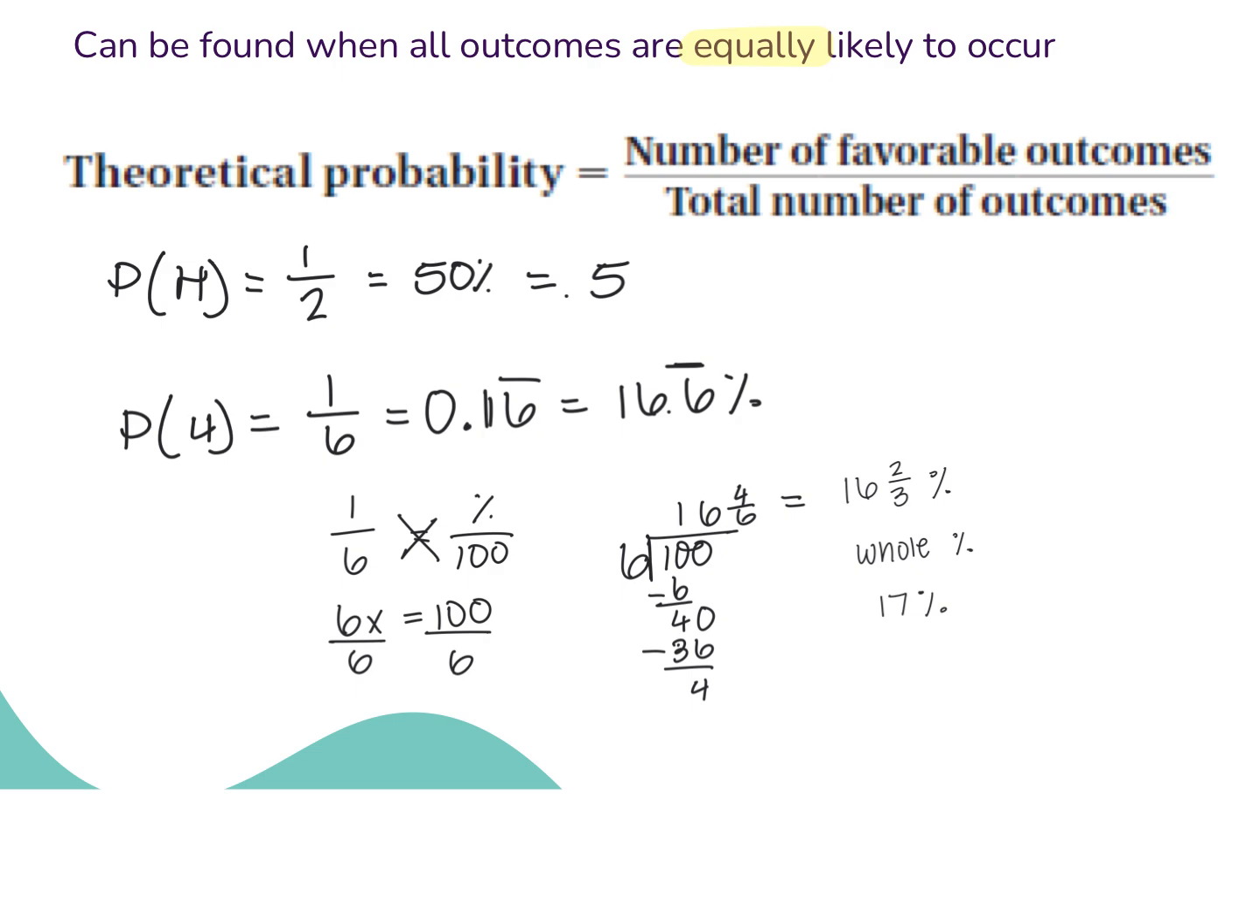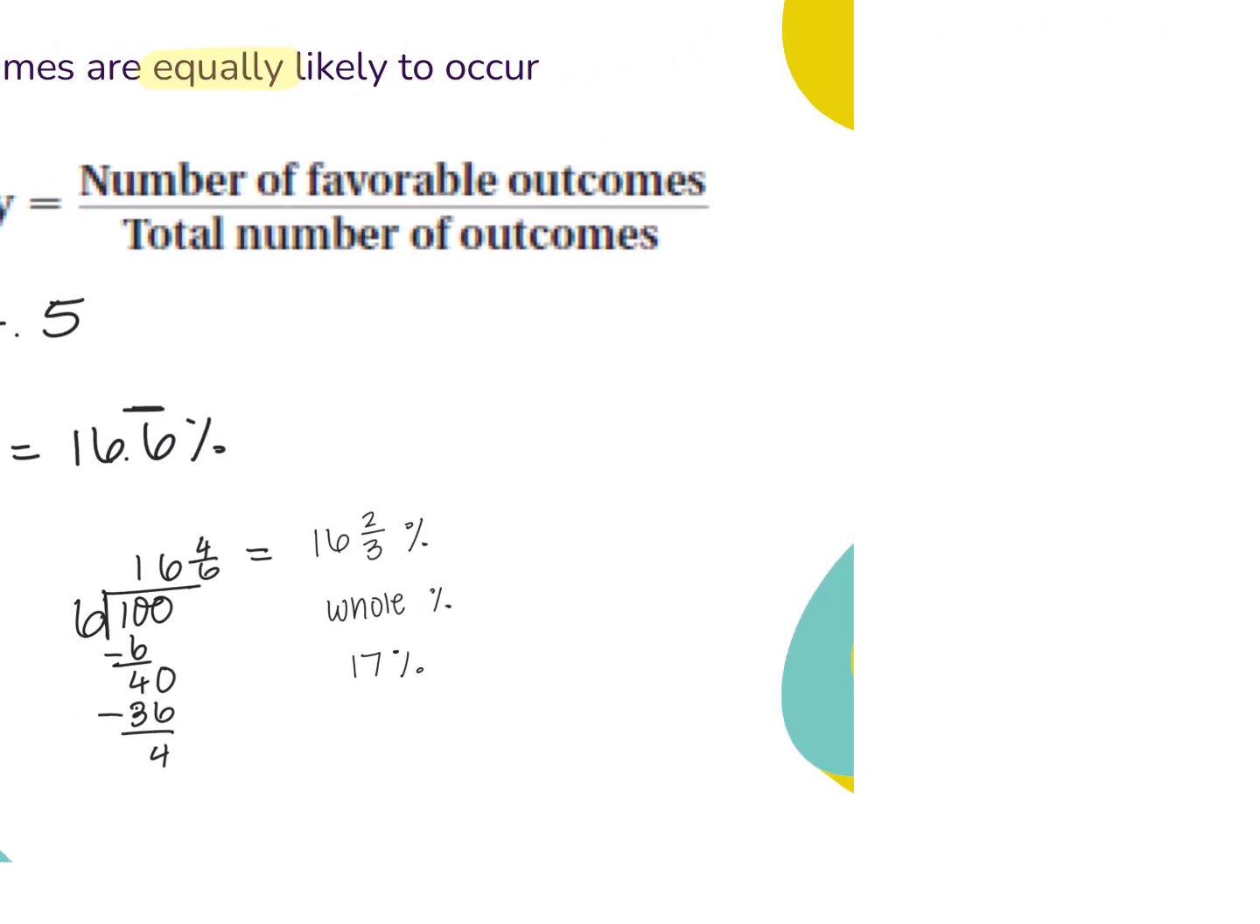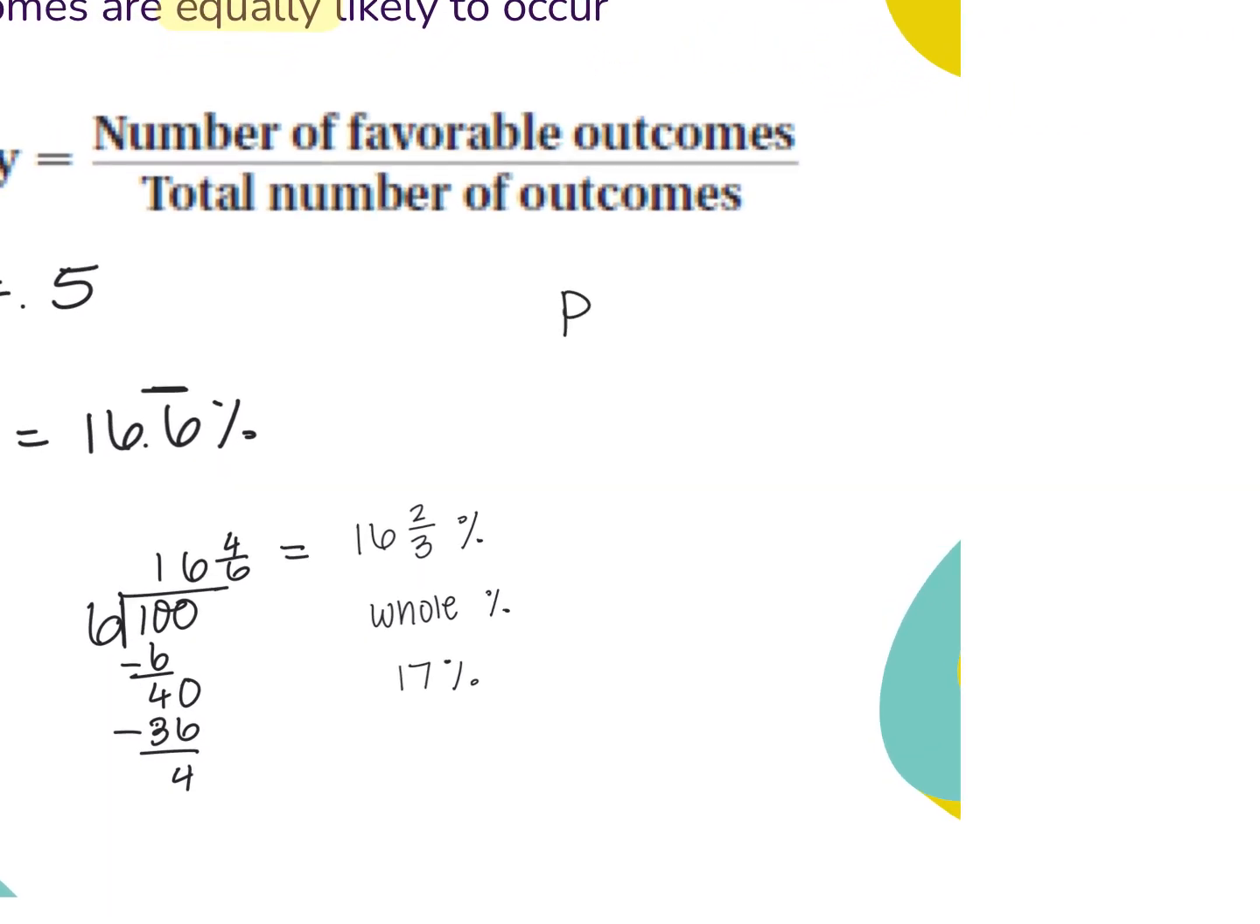All right, another example for theoretical probability is, let's say, what's the probability of me rolling a dice on an even number? How many even numbers are on a dice? 3. So I have 3 out of 6, which would again give me 1/2, 50%, or 0.5.